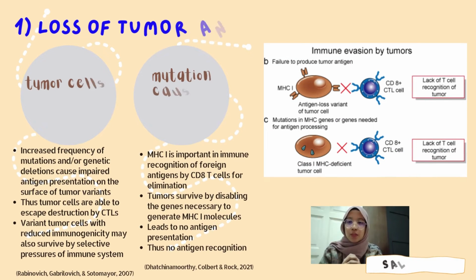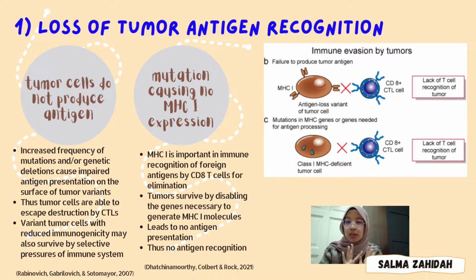The first mechanism the tumor uses to evade the immune system is by the loss of antigen recognition by immune cells. This mechanism can happen in two ways. The first one is when the tumor has gained a way to not produce any antigens that will expose itself to the immune system. And the second is when there is a mutation in the genes encoding for the MHC class 1 molecule that causes it to not be expressed.